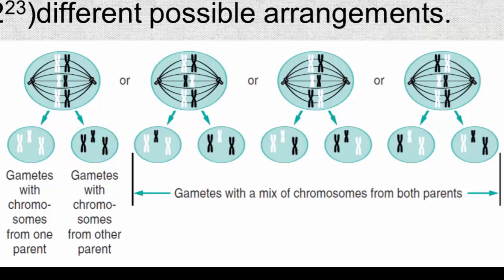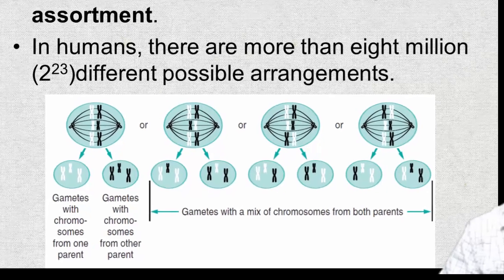When we look at this example, we see that we have a cell that has 3 pairs of chromosomes. Each time that they arrive at the equator, we get a different combination. And with only 3 pairs of chromosomes, we actually end up with 8 possible outcomes.